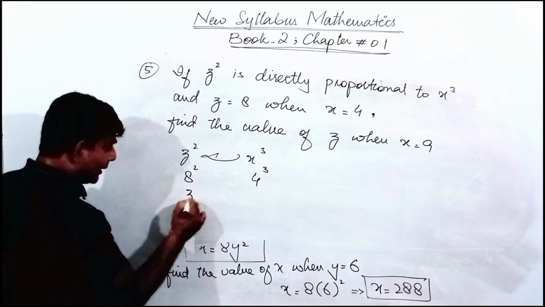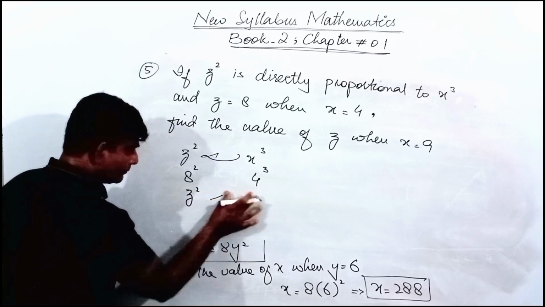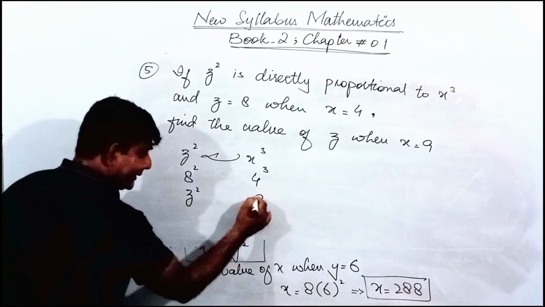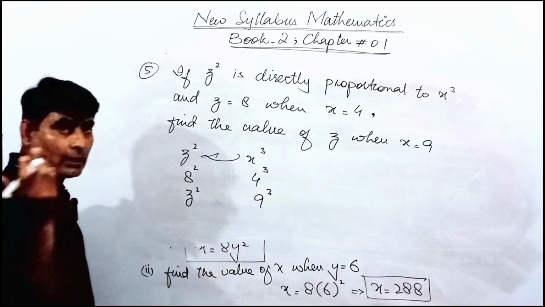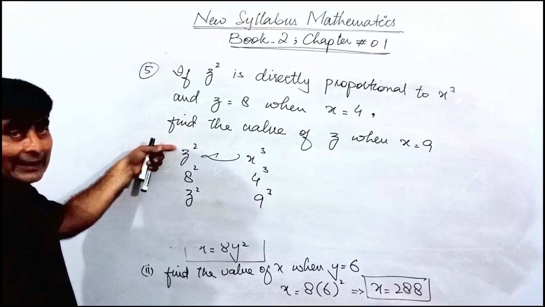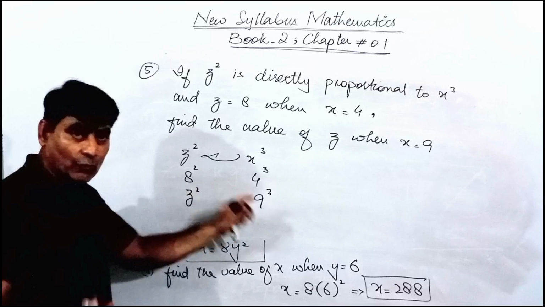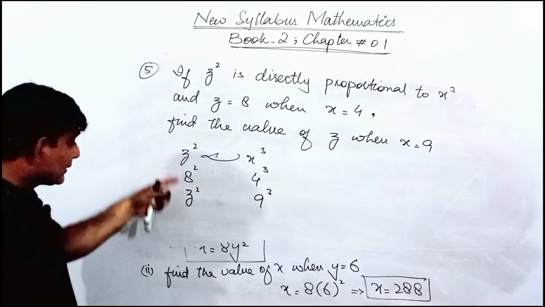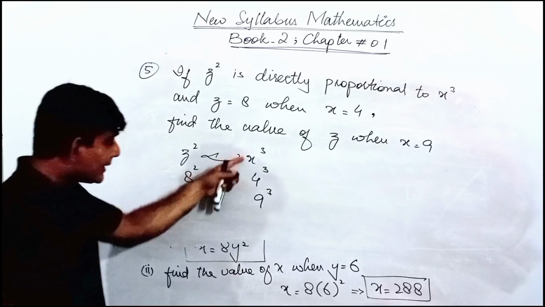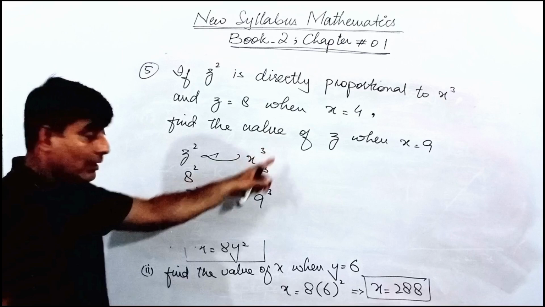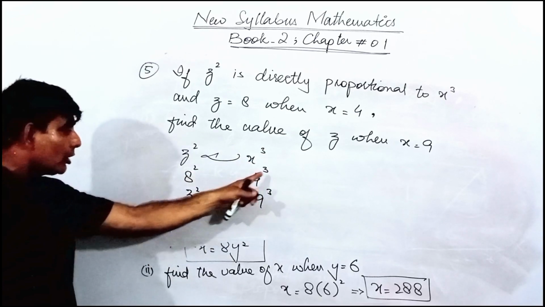Just write down z square over here, and when x equals 9, write down 9 cube over here. So according to the first statement, the value of z is 8 when the value of x is 4. In the next step, find the value of z when x equals 9. But the original relation between z square and x cube, we must place square over here and cube over here.